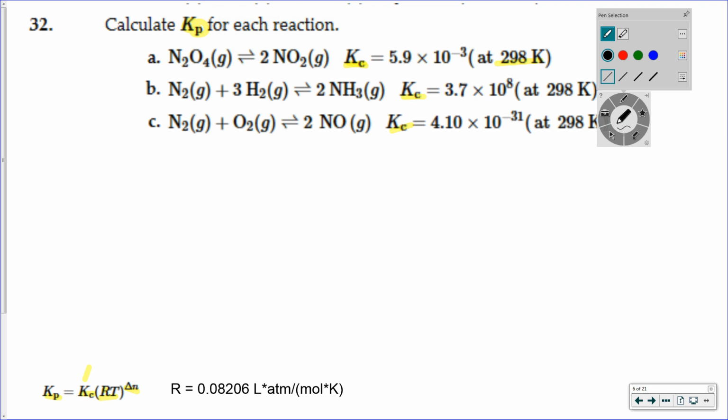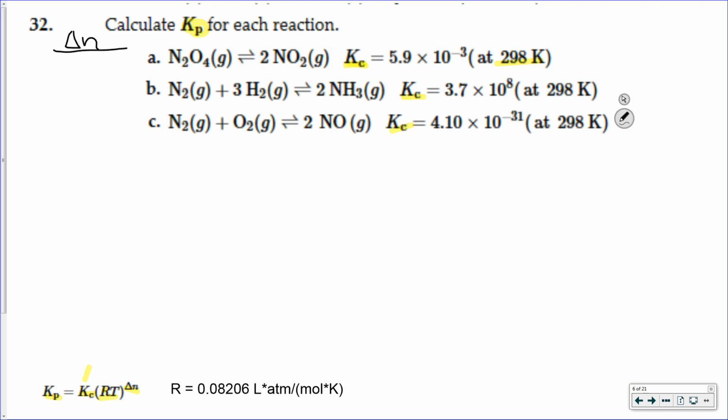All right, so delta N is the number of moles of products minus reactants of gas. So on this one, I've got 2 minus 1. It would be a positive 1 for A. If I look at delta N for B, it's 2 minus 1 plus 3, which is 4. It'd be a minus 2 for B. For C, it's 2 minus 1 plus 1, which is 2, so delta N is 0. Now this would be the simplest one to do.